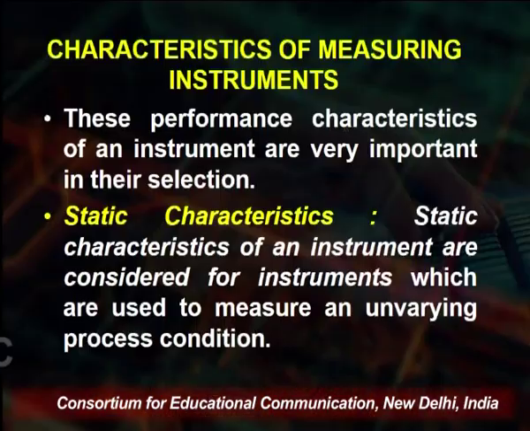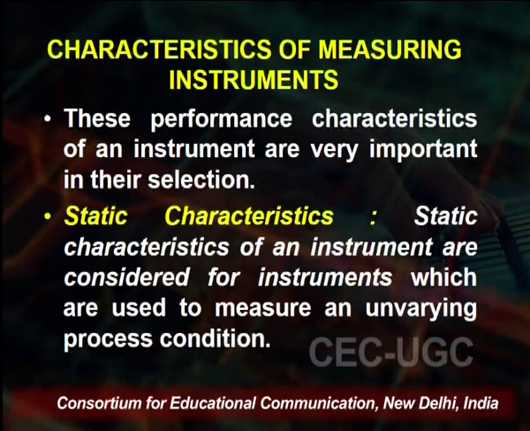Measuring instruments are the means through which we measure a value or calculate physical quantities. The performance characteristics of the instrument are very important in their selection. There are 2 types of characteristics of a measuring instrument. First is the static characteristics, and second is the dynamic characteristics.